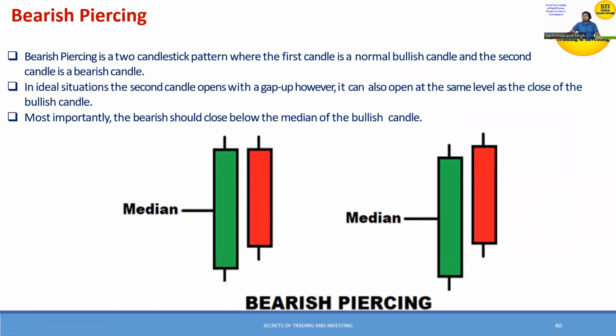Okay. So if the first candle is the green candle and the second candle is the red candle, it should close below the median. So this is the median, halfway through, and it is closing below. Where the formation starts, it can start forming at the same level, or it can start forming a little bit higher than the previous candle. Both possibilities are there. But the main important thing is it should close below the median.